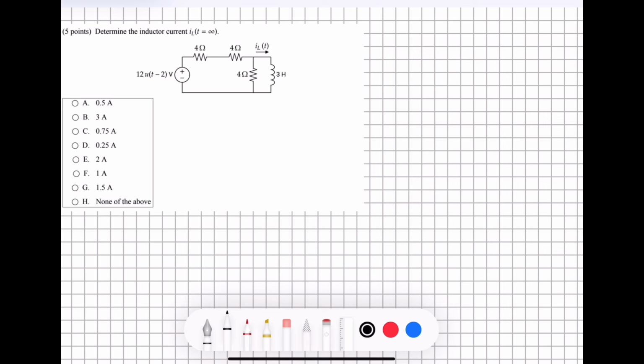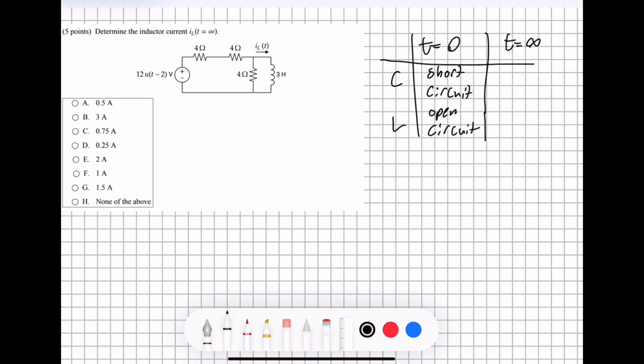We know that based on these rules, if time is equal to 0, then a capacitor is going to behave like a short circuit. If time is equal to 0, then an inductor is going to behave like an open circuit. We also know that at time equals infinity, let's make this into a little table here, a capacitor is going to behave like an open circuit. It's basically a reverse. Capacitor behaves like an open circuit, and an inductor behaves just like a closed circuit.